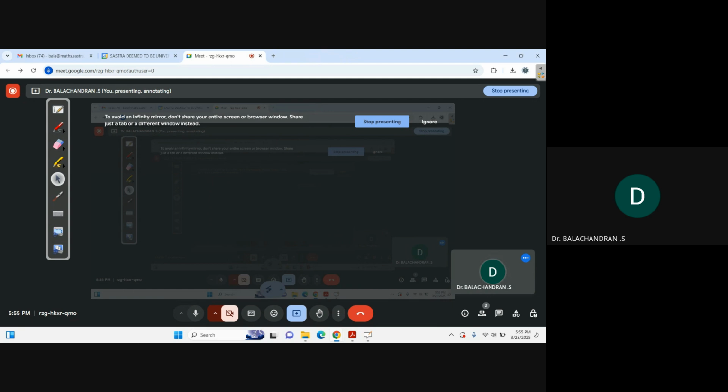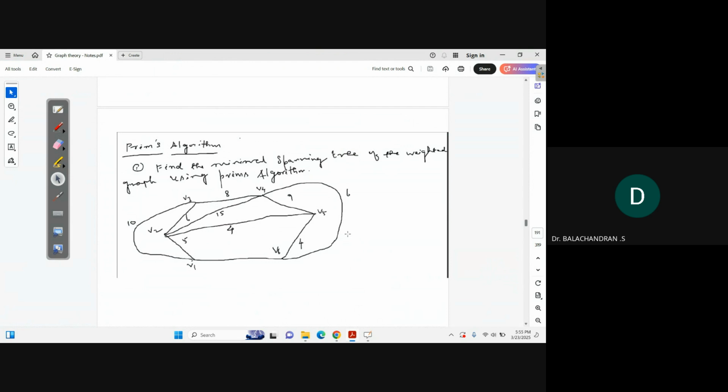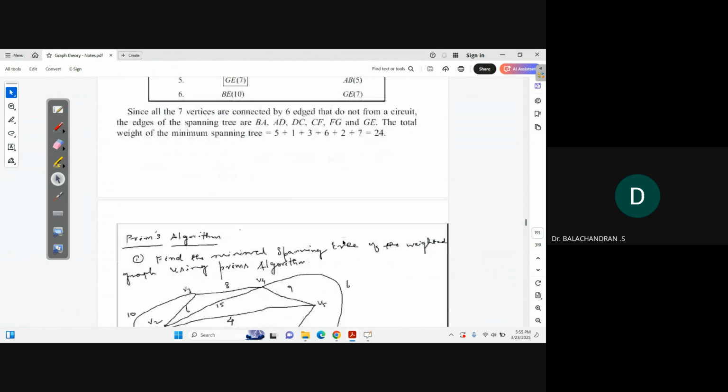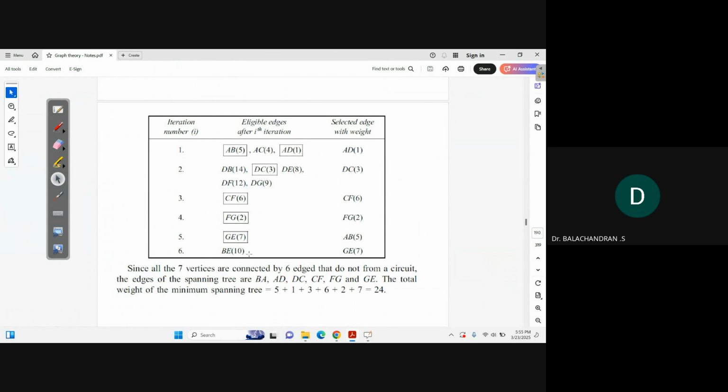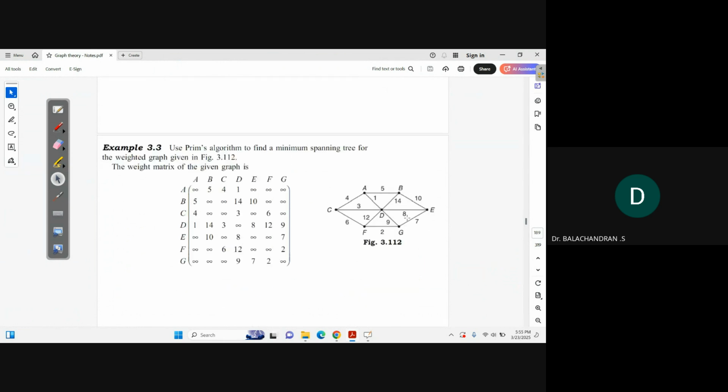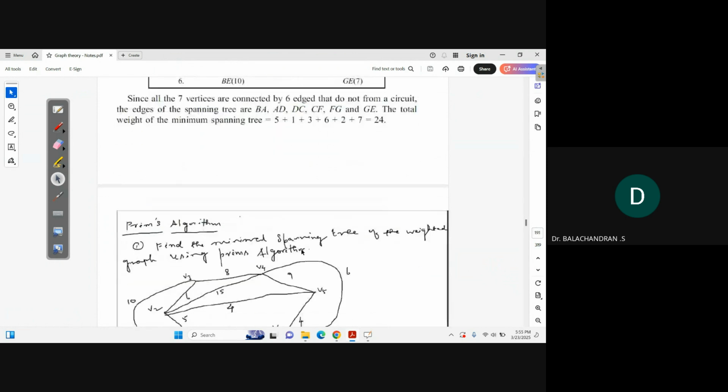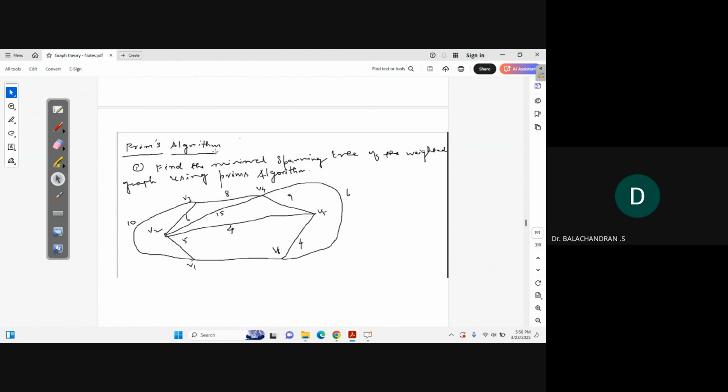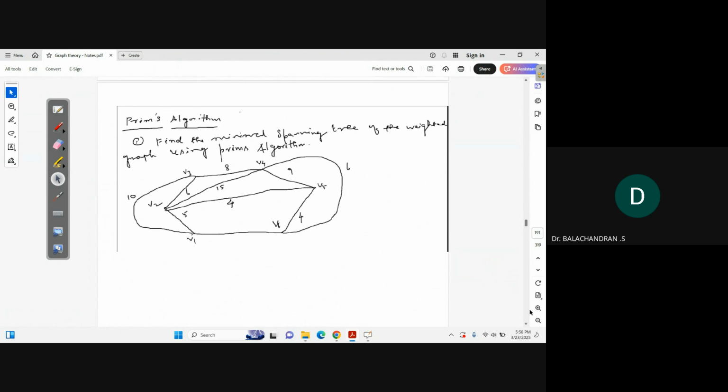So, in this lecture, we will discuss Kruskal algorithm. Before Kruskal algorithm, in the last lecture we discussed Prim's algorithm. I explained a method using a table. There is a slightly different method also available for Prim's algorithm, so I will explain that one quickly and then go to Kruskal.